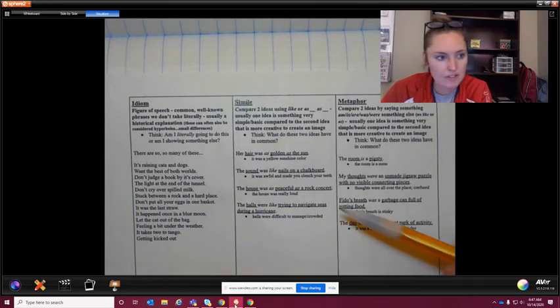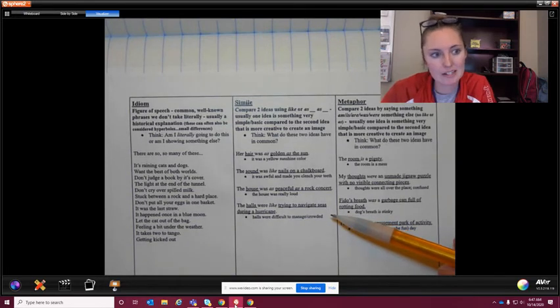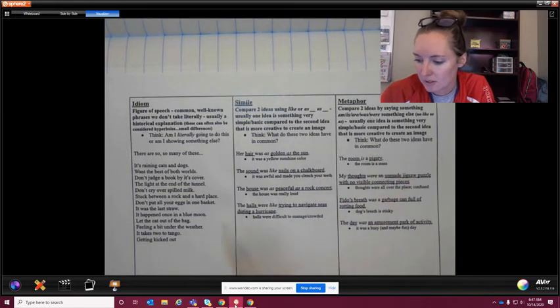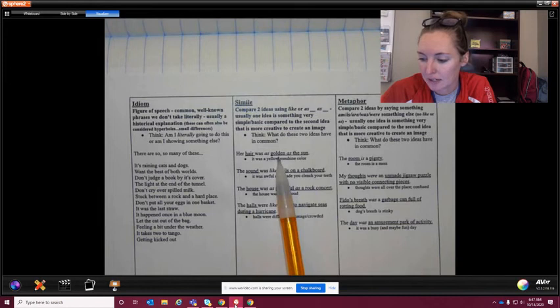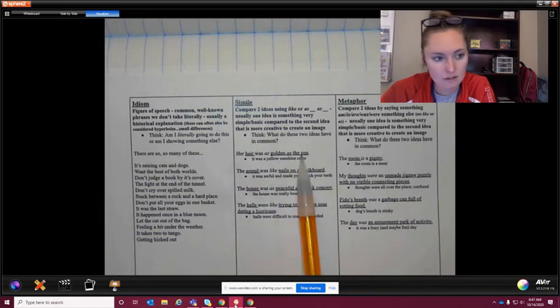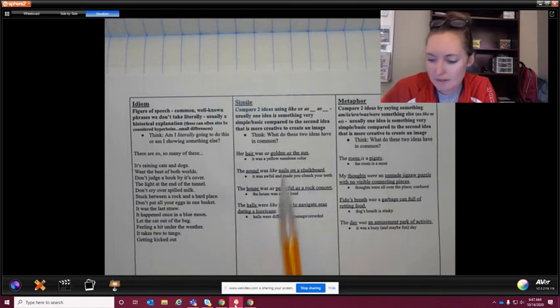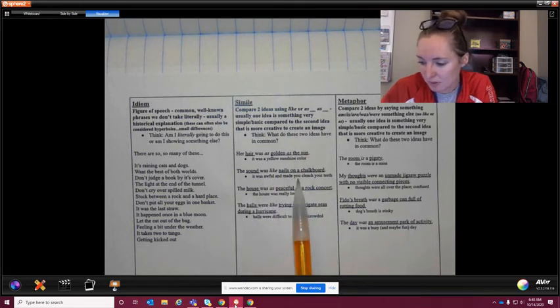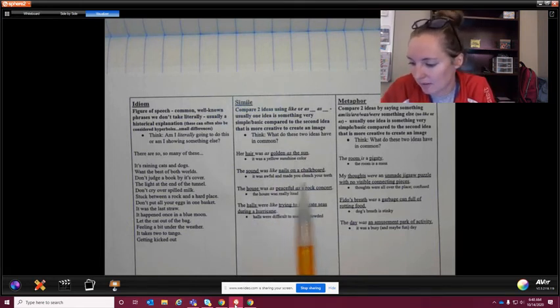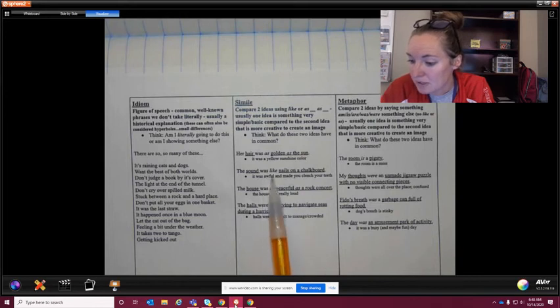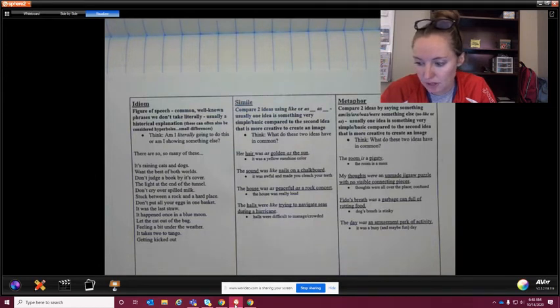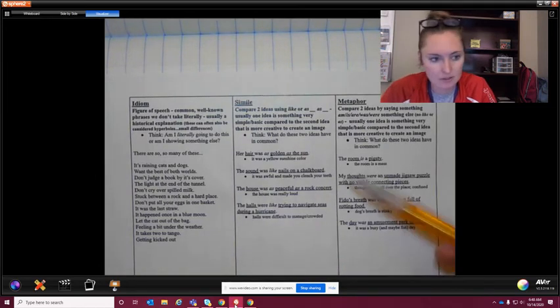All right, the next one, you have simile. This is where you're comparing two ideas. You're using the word like or as. So we have different examples down here. Her hair was as golden as the sun. So you're comparing her hair to the sun by using the word like or as. The sound was like nails on a chalkboard. Ooh, I don't like that sound. But you're using the word like, so you are comparing the sound to nails on a chalkboard. Okay, so there's other ones that you can see on there.